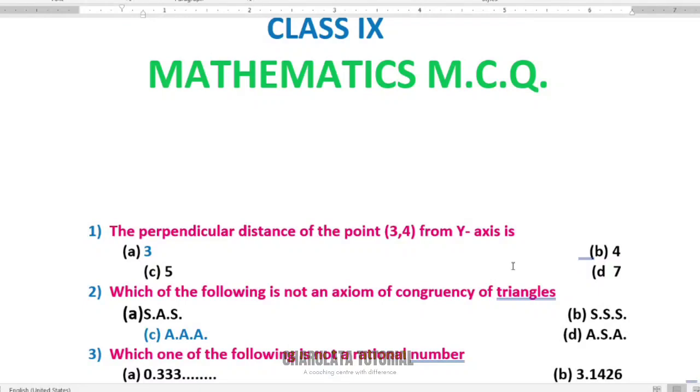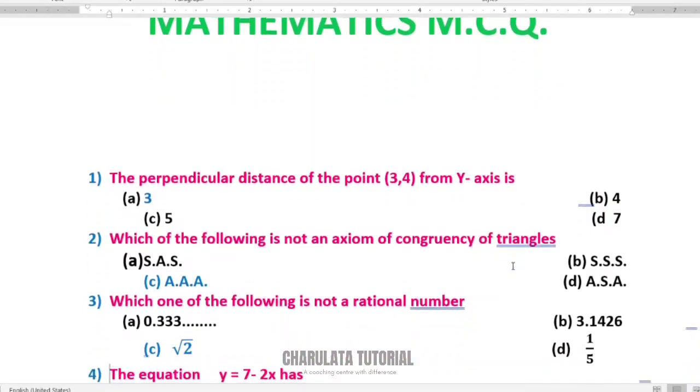Which one of the following is not a rational number? We know that square roots of prime numbers are irrational, therefore root 2 is an irrational number. That is not rational.